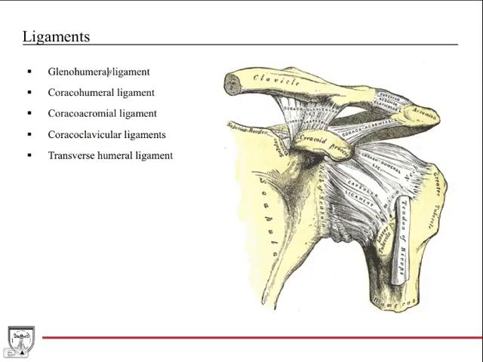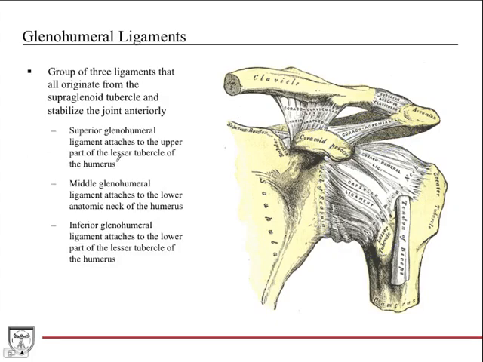Some ligaments that are involved in the shoulder joint, a lot of different ligaments, as you can see. This is a great image of that. You have the glenohumeral ligaments, which are these right here, which attach from the glenoid to the humerus. Coracoacromial ligament, attaching from the coracoid process to the acromion, shown here. Coracoclavicular ligaments, transverse humeral ligament. So we'll go through each of these.